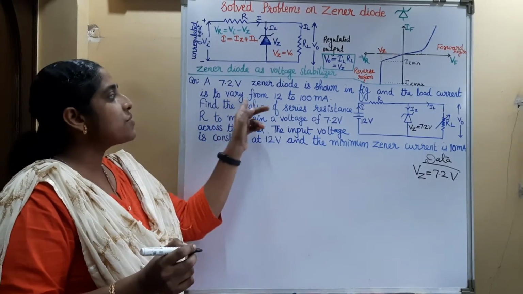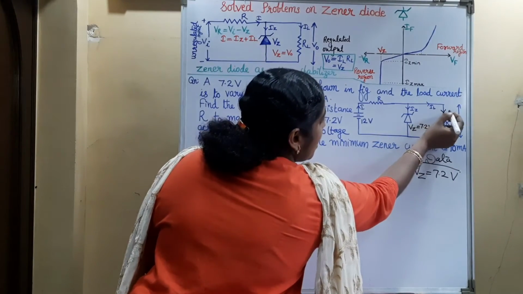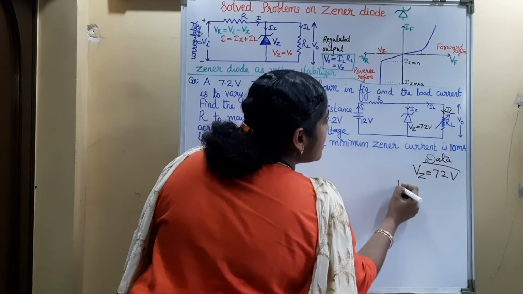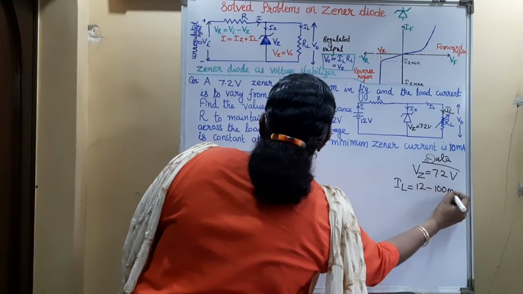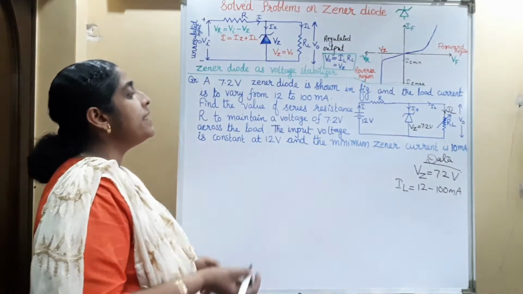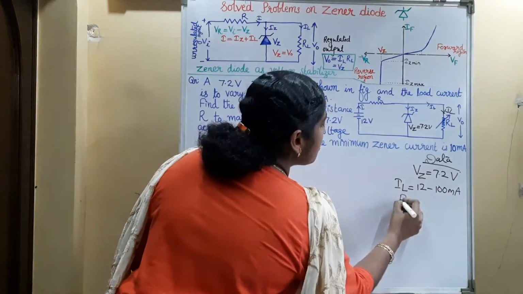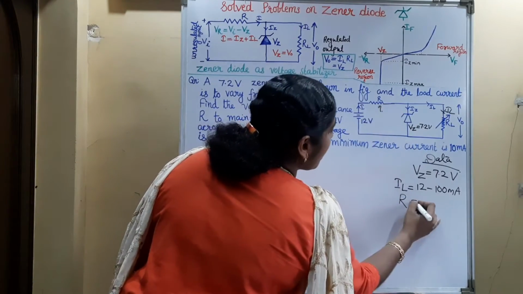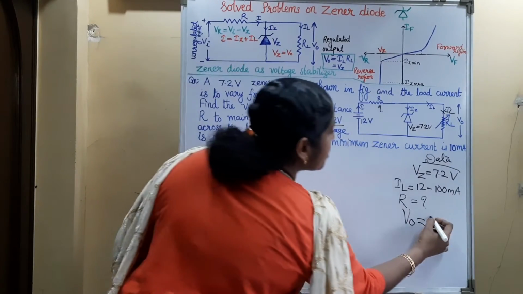The load current is to vary from 12 to 100 milliampere. Load current is the current passing through the load resistance, which is varying from 12 to 100 milliampere. Find the value of series resistance R to maintain a voltage of 7.2 volt across the load. So here we want to find out the series resistance R in order to get the output voltage as 7.2 volt.